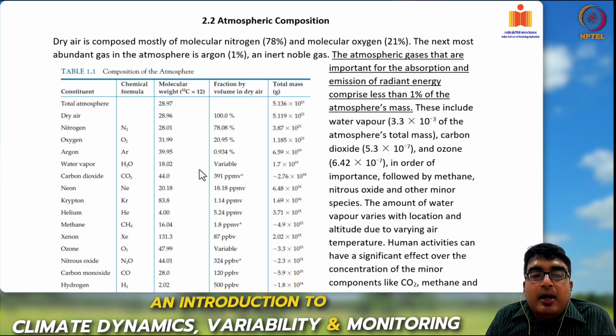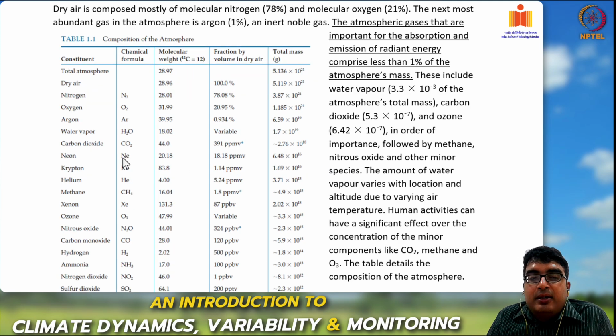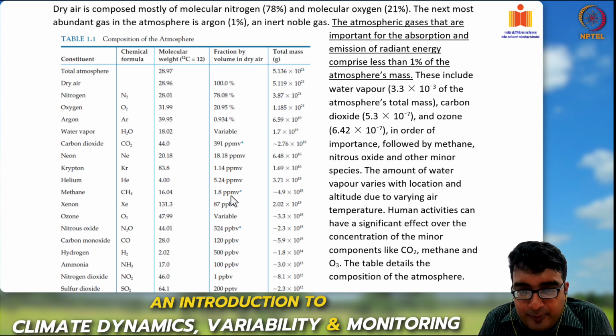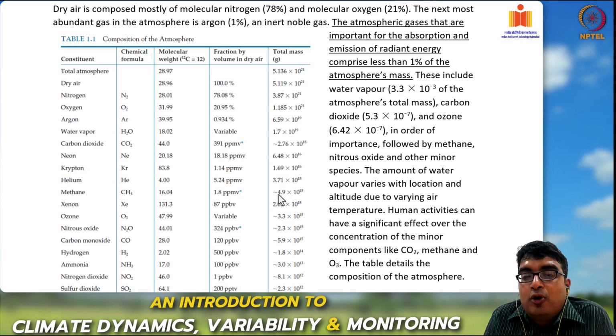All right. After carbon dioxide, we have a series of inert gases, neon, krypton and helium, which are around 18 parts per million, 1 part per million and 5.24 parts per million. Okay. Then you have methane, which is around 1.8 parts per million. So 1.8 into 10 to the power minus 6 in terms of mole fractions. In terms of total mass, it's 4.9 into 10 to the power 15.